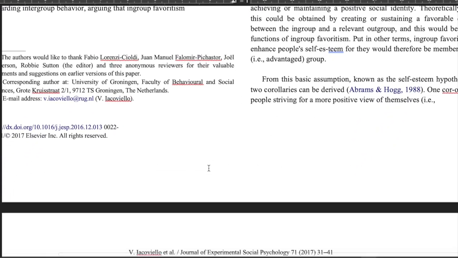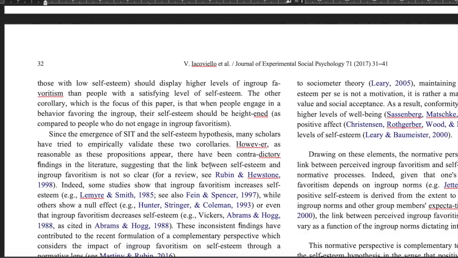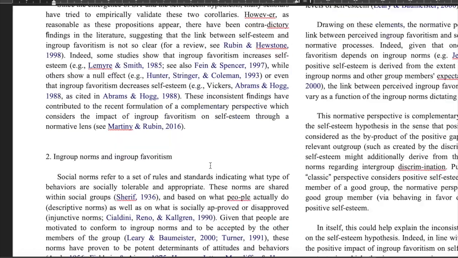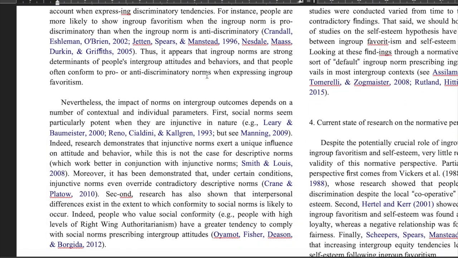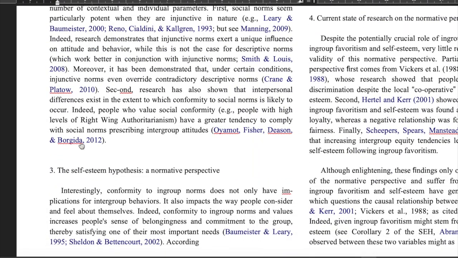Okay. So that's where they're coming from. They talked about in-group norm and in-group favoritism in order to build up the argument later on that in-group norm can potentially be a moderator between in-group favoritism and self-esteem. And then they talk about self-esteem, this time from a normative perspective.